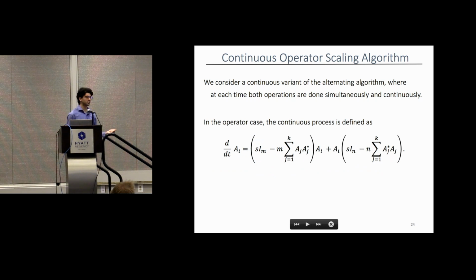Again, there is a definition in the operator case. It's not too much to look at. This is sort of the first generalization you could think of. It's just two balance conditions. You're satisfying them both infinitesimally and simultaneously.